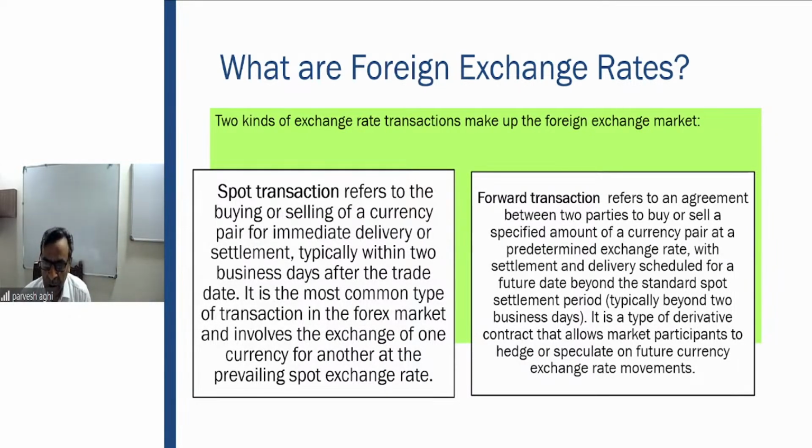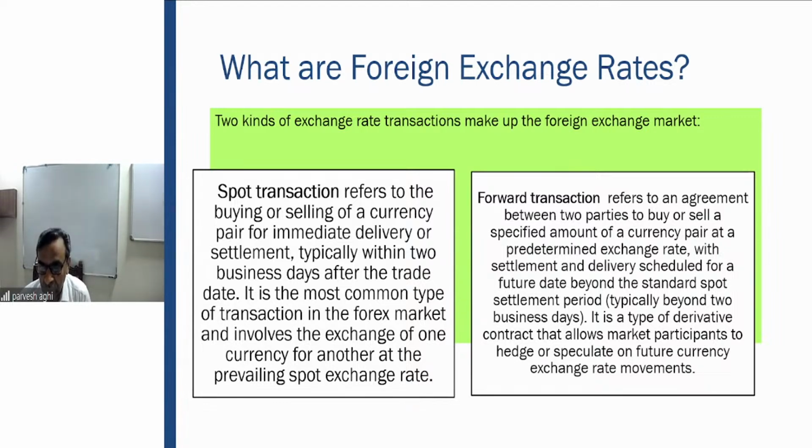Now, what is a forward transaction? I may require dollars not today, but say after a month or after 3 months or after 6 months. Suppose I have got an import order, and I have to make payment after 3 months. So I'll go to the bank now and say that I need dollars after 3 months. So the bank will give me a rate today, so that I'm hedging my transaction.